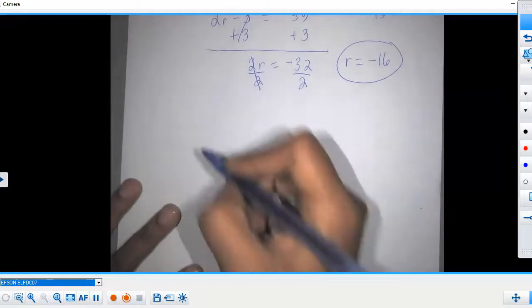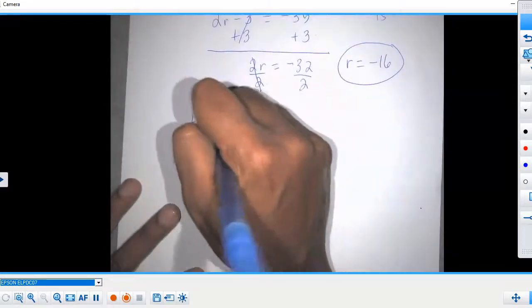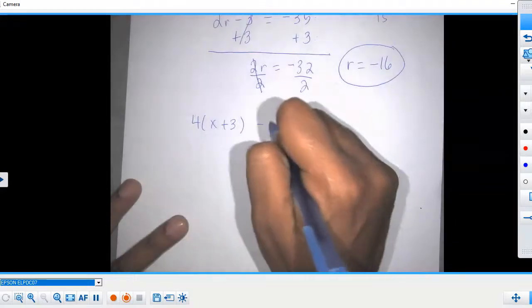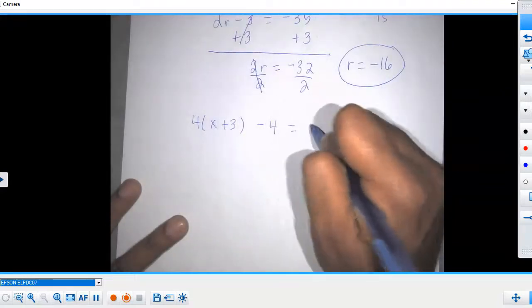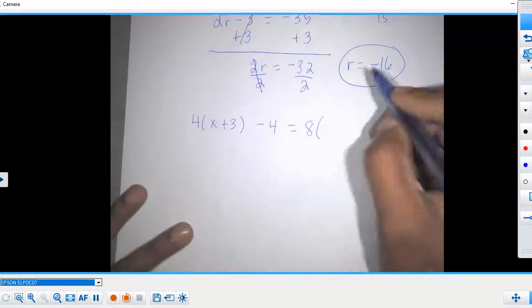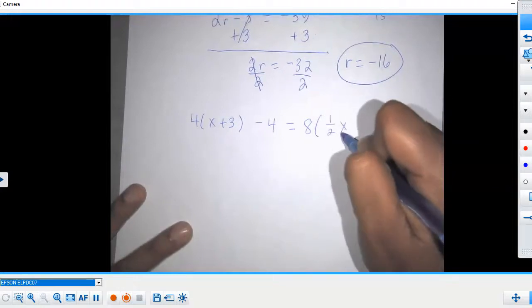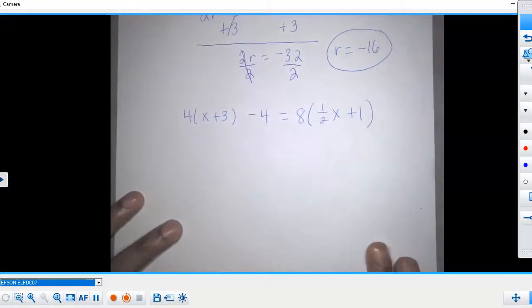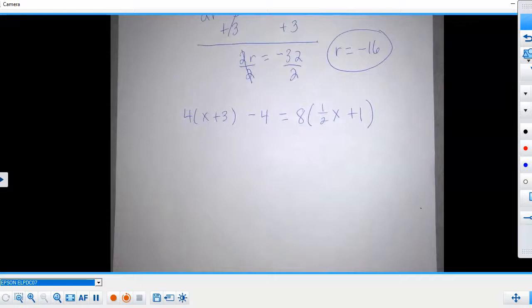So what if we were given something like this? 4x plus 3 minus 4 is equal to 8. And then I have a 1/2 x, because fractions can happen like that, okay? So in this problem, remember I talked about, we're still doing multi-step, and then after we do multi-step, we can also have those 3 types of special solutions. So watch this problem here.